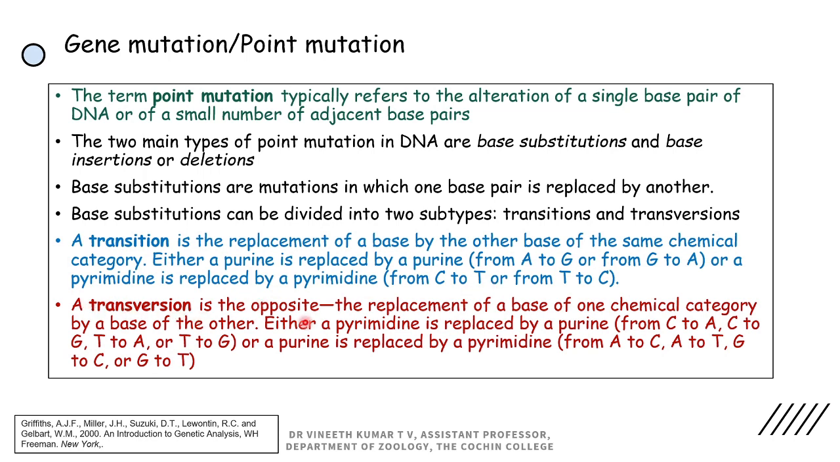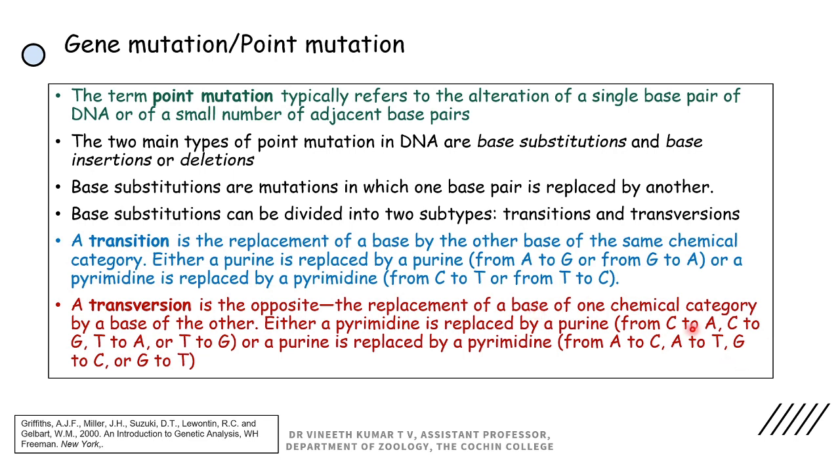Next, coming to transversion, which is the opposite of transition, that is the replacement of a base of one chemical nature category by a base of another chemical nature. That is, when a purine is replaced by a pyrimidine or a pyrimidine is replaced by a purine, that type of substitution is called transversion. So in both cases it can happen.